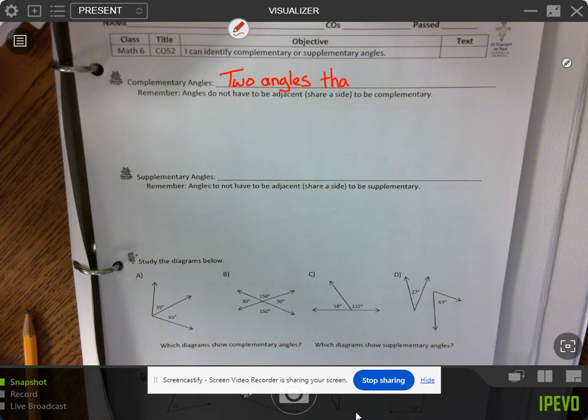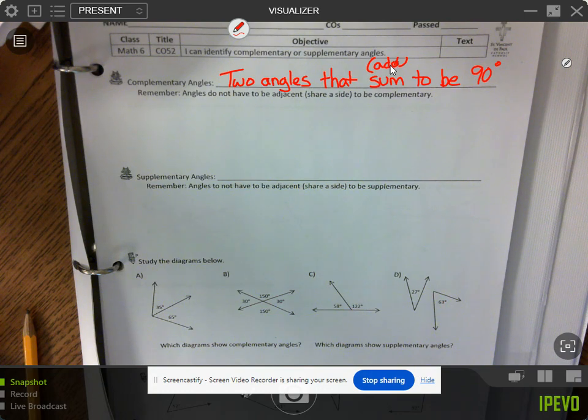that sum to be 90 degrees. What does sum mean, Jimena? Add. So when we add two angle numbers together, it will be 90 degrees. Those would be two complementary angles. Only two. We don't add up three angles to get 90 degrees. It's two angles. So now angles do not have to be adjacent to be complementary.